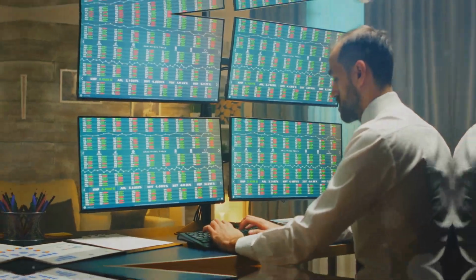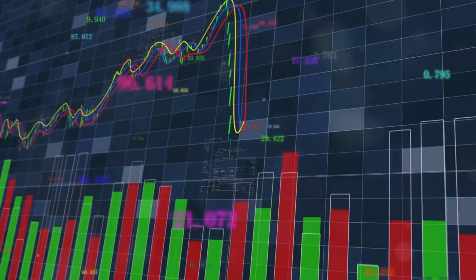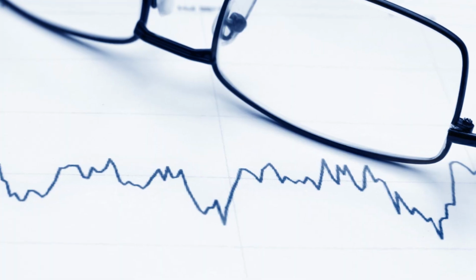Options Greeks for options trading. Beta measures a stock's volatility compared to the market. When beta equals 1, the stock moves with the market.